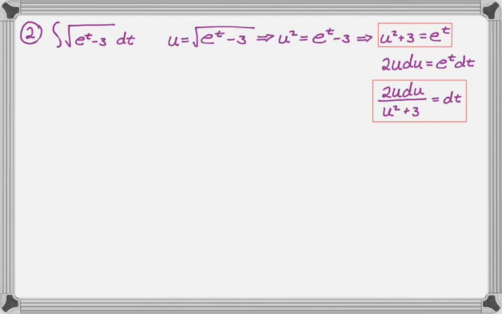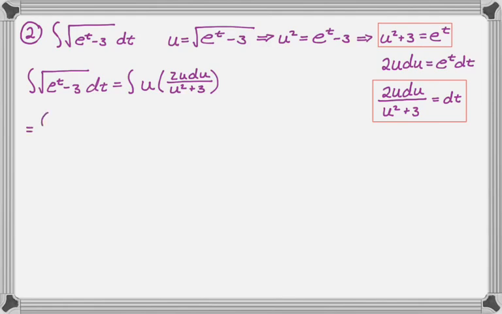Okay, so let's go back to our integral and rewrite this thing. So our original looked like this. And now it's going to be the integral of, that whole radical is just u, and then dt is 2u du over u squared plus 3. Okay, so it's a messy looking integral, but I'm going to clean that up. So 2u squared over u squared plus 3 du.